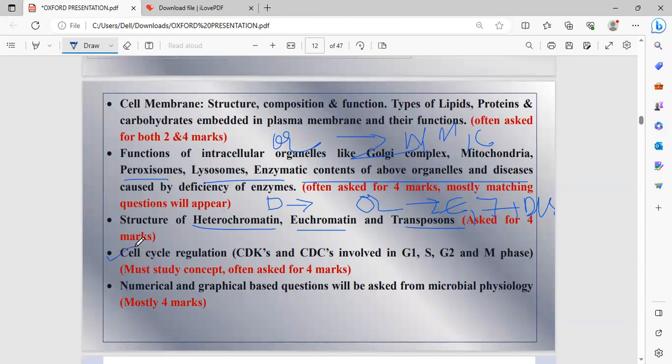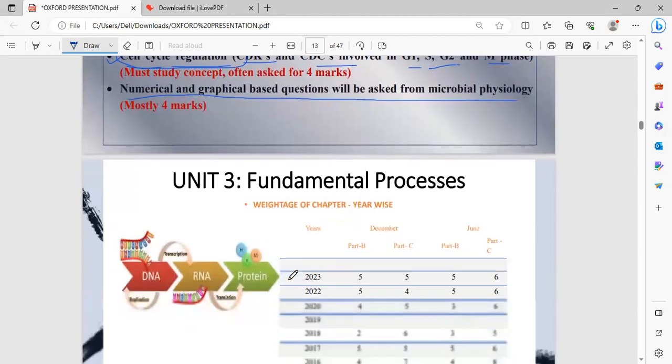After that, another subtopic, that is cell cycle regulation. Before cell cycle regulation, we have to study the cell cycle completely, and after that, how it is regulated. In that, CDKs and CDCs, which are involved in G1, S, and G2/M phases. After that, numerical and graphical questions based on microbial physiology.